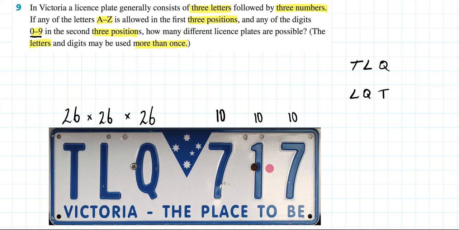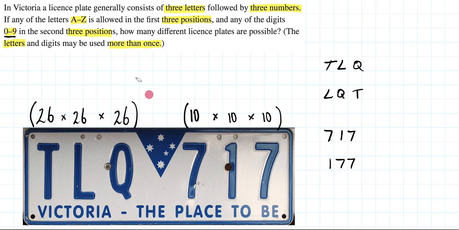Now, once again, am I plussing or timesing? Where here I have 717, would you also say that it's 177? Well, obviously not. That's a different car. So once again, the sequence matters. So we're going to times them all together. Now we have to ask ourselves the question, are we going to times or plus these 2 sections together? So I have my letter section, I have my number section. Am I going to plus or am I going to times? And once again, you're going to have to ask yourself the question, does sequence matter?